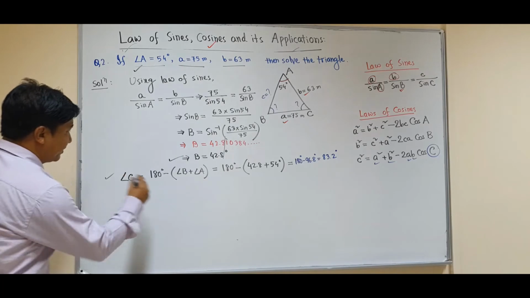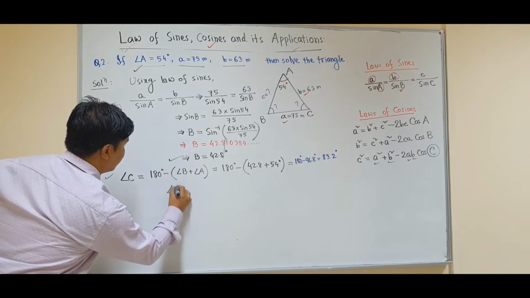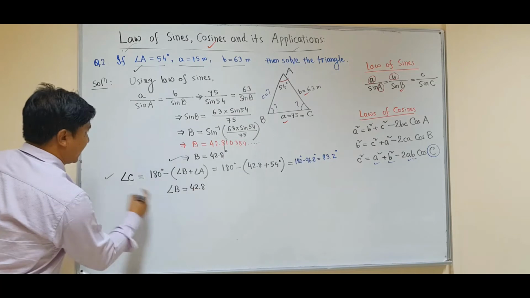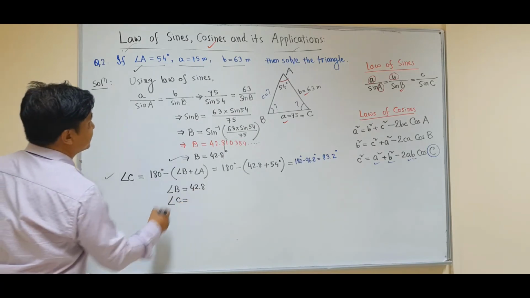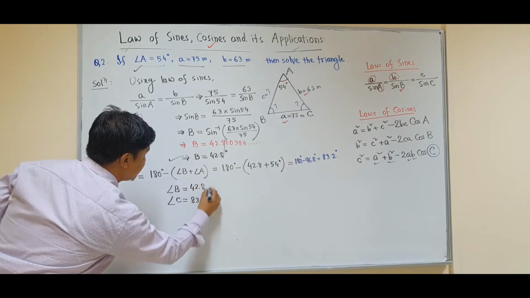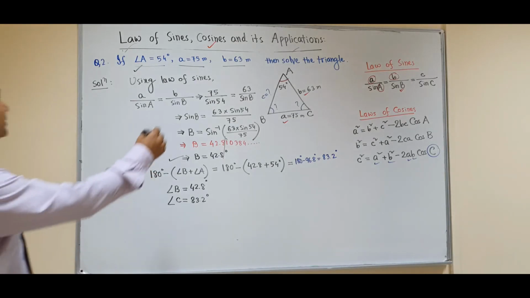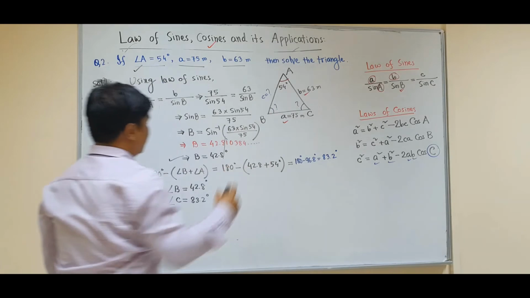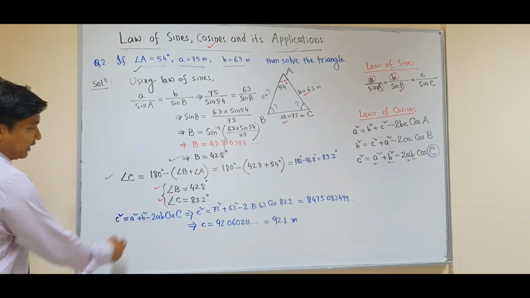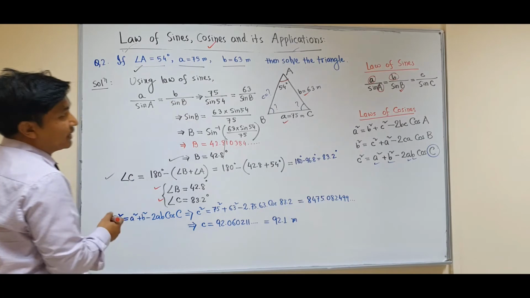So finally you have got, you can write down serially angle B, 42.8. Angle C, we just found, is equal to 83.2 degree. And what else is required? You want to find out this side C. So after finding these two angles, now we can use either cosine rule or also we can use sine rule.